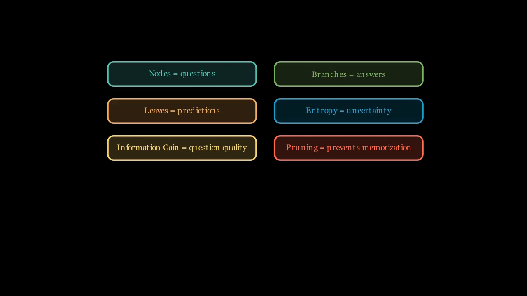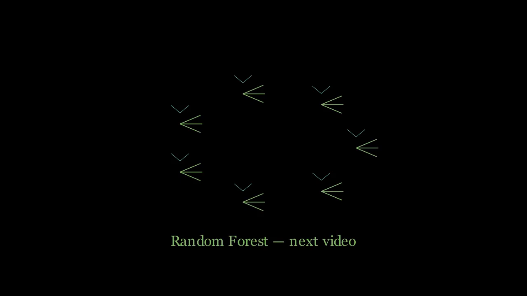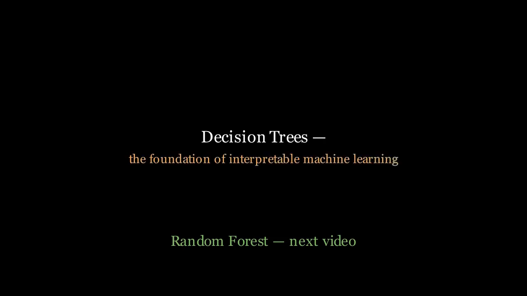Decision trees are interpretable. You can read and explain every step. They handle both categories and continuous numbers, and they form the foundation of some of the most powerful algorithms in machine learning, including random forests, which combine many trees for even stronger predictions. That's our next video.